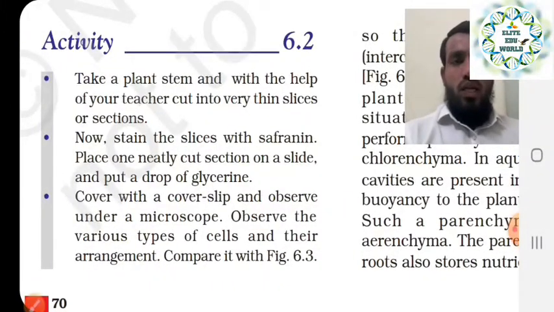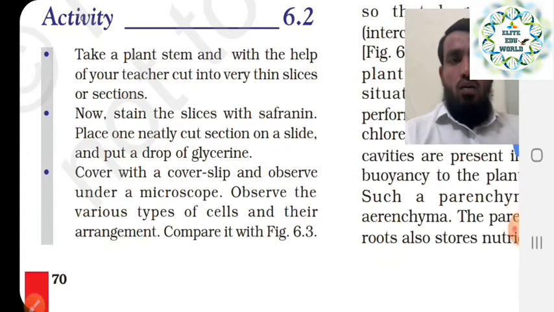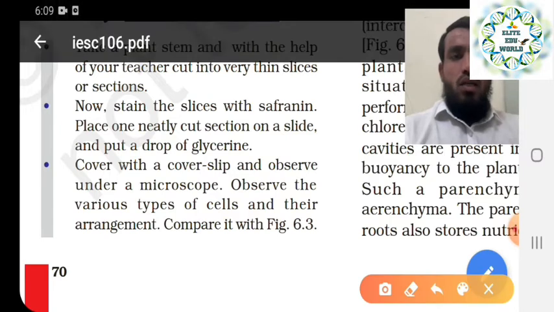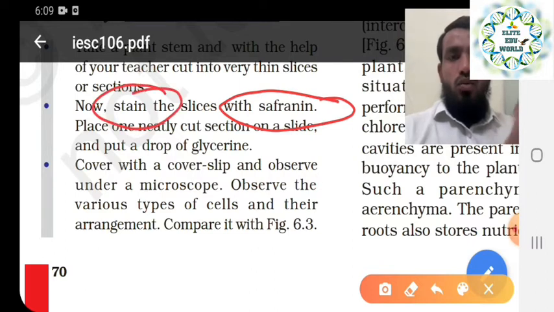For that you have to take a plant stem. With the help of your teacher you can perform this in the laboratory. Now take a very small cut, a very thin slice. Slice means a very fine cut from the stem, and now put the stain onto these slices. Here we are using a stain called safranin. Safranin is the name of the stain, and a stain is something used to color the material.